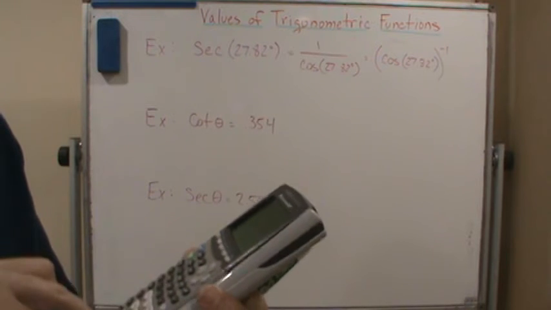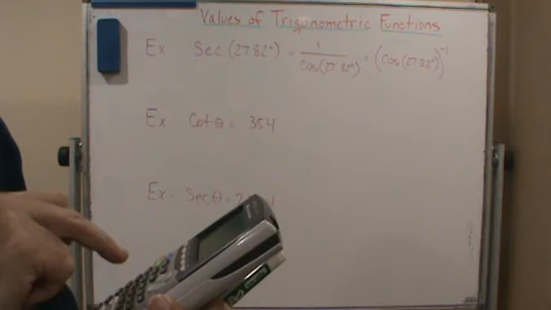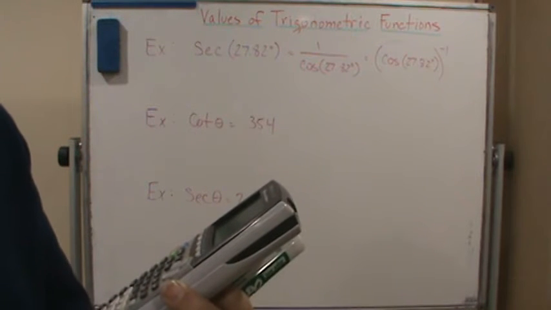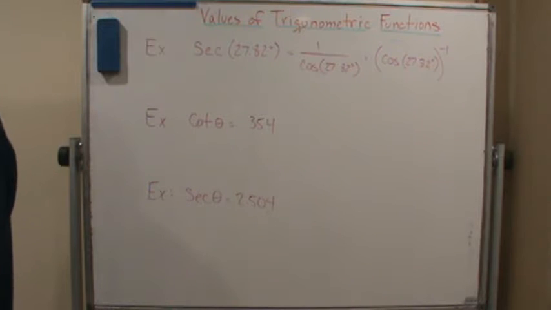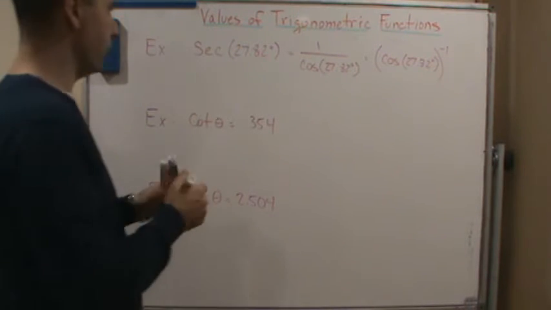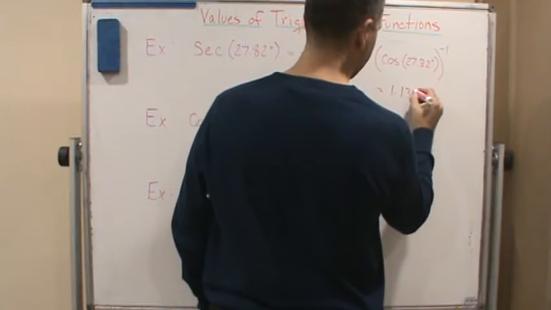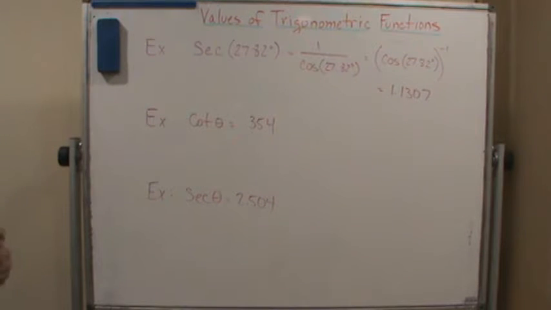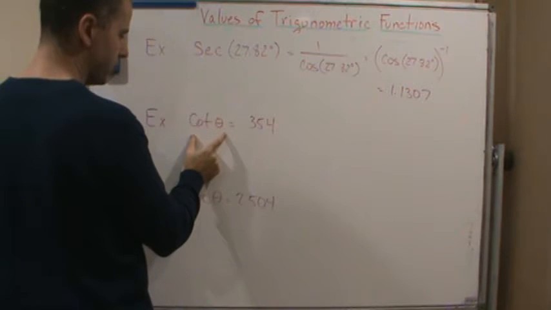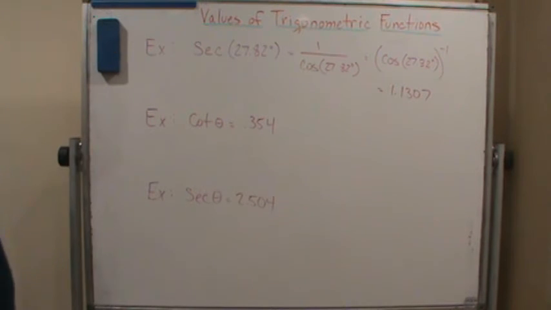Cosine 27.82 and the inverse key, and so the answer is 1.1307. Okay, that's the answer. Now in the next example, we've got cotangent theta equals 0.354.